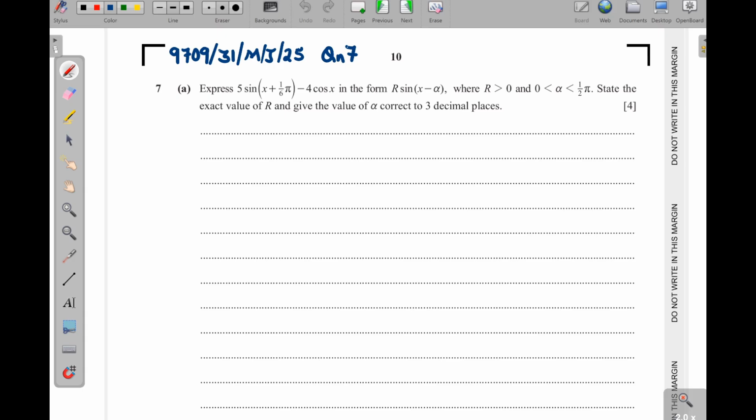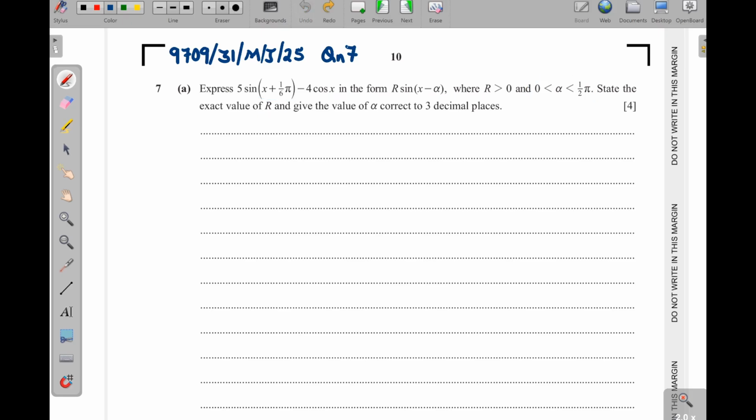Question 7 is coming from trigonometry part A. Express 5 sine of (x plus pi over 6) minus 4 cos of x in the form r sine of (x minus alpha), where r is greater than 0 and alpha is ranging from 0 to pi over 2, that is in the first quadrant. State the exact value of r and give the value of alpha correct to 3 decimal places.